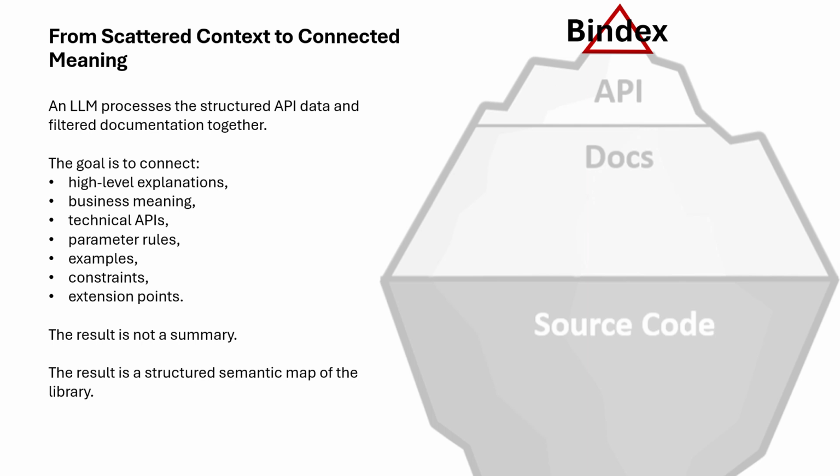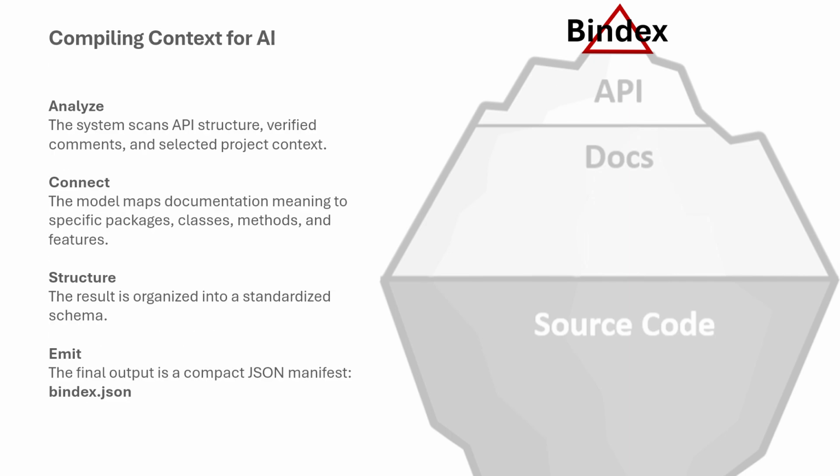This creates a semantic map of the library. That map allows AI to reason from intent to implementation. So instead of asking, what methods are available, the AI can ask, what capability do I need, and how should I use it correctly? You can think of Bindex as a compiler for library context. Instead of compiling source code into executable artifacts, Bindex compiles verified library knowledge into an AI-ready manifest.